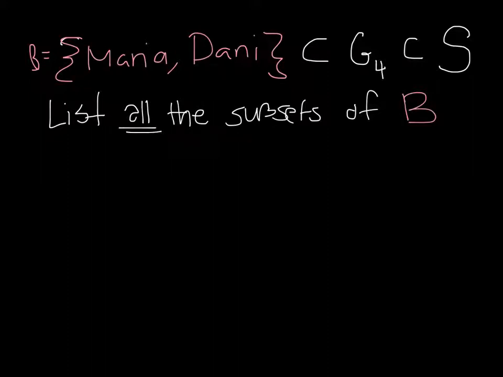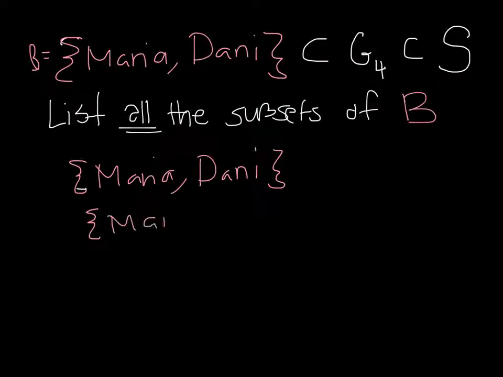Okay, well, we know that the subsets could be the whole set, right? So one of the subsets is definitely B itself. So maybe let's write that just in pink. Okay, so Maria and Danny, right? That's a subset of itself. Another set could be, well, it could just be Maria, right? This set still lives in G4, right? It's just a set with one student, but it still lives in G4. It belongs to G4 and S.